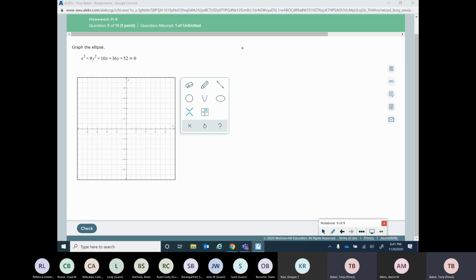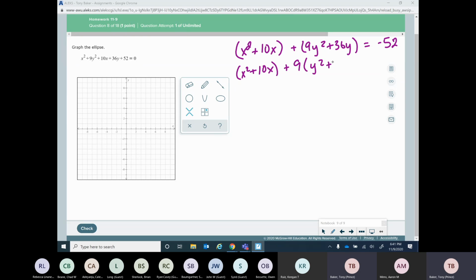So the first thing I'm going to do is I'm going to put the x's together. So I have x squared plus 10x. And then I have 9y squared plus 36y. And I'm going to move the 52 over to the other side. Now I'm going to take out that 9. So I have y squared plus 4y. Because again, my goal is to get something that I can find perfect squares for.